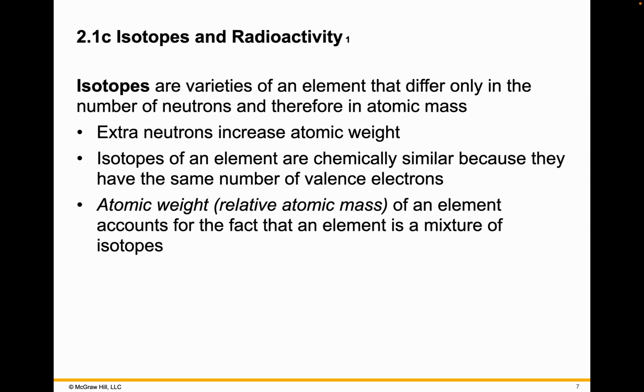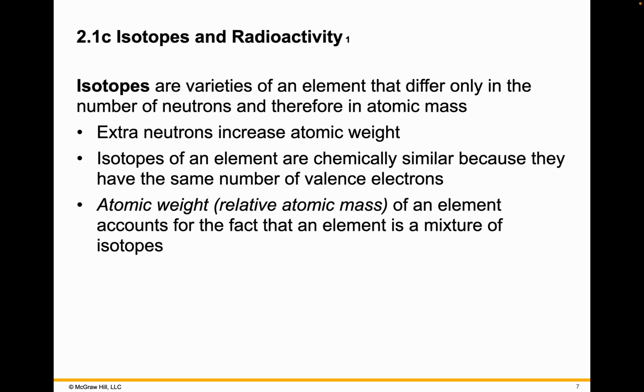One of the things you talk about when you talk about elements are isotopes. They are varieties of an element that's different only in the number of neutrons. And so from a practical standpoint, all that does is change the mass of that element. Those extra neutrons will increase the atomic weight, and isotopes of an element are very chemically similar because it's not the nucleus that controls how they combine with one another. It's the electrons, and specifically the electrons in the outside orbit known as the valence orbit.